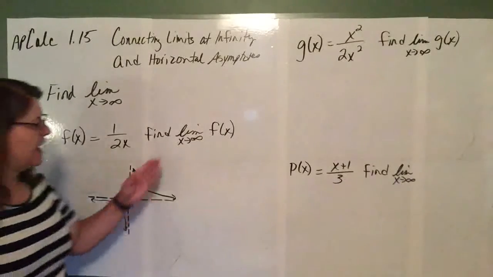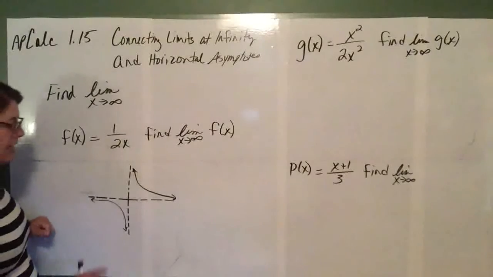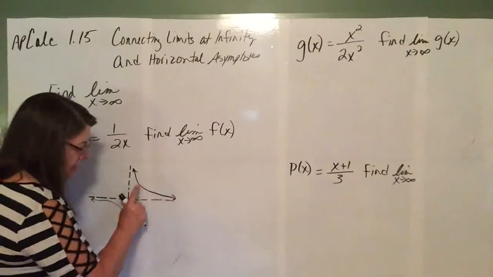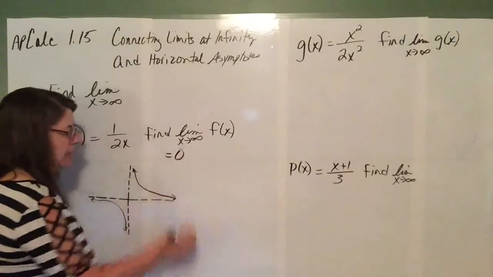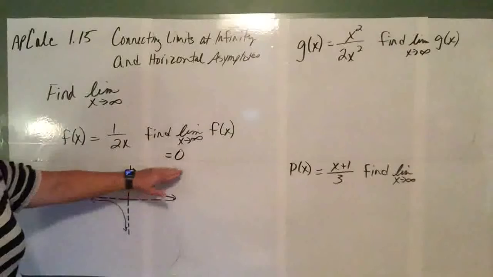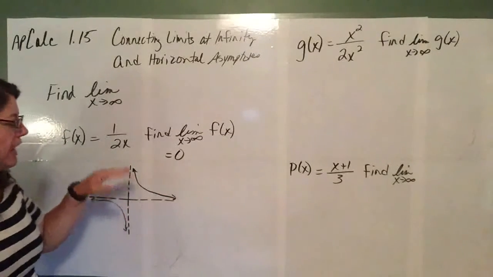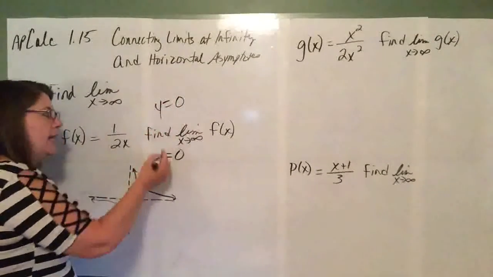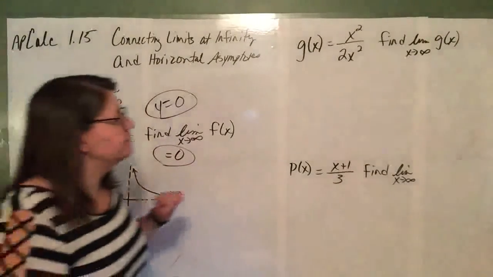Okay. Now this is asking me for the limit as x approaches infinity. Well, if I look at that, as x approaches infinity, as x moves toward the right, it looks to me like that's approaching 0. So that would be my limit as x approaches infinity. Now, think about that. What did we say the horizontal asymptote was? Wasn't the horizontal asymptote y equals 0? Okay, let's look at the next one.